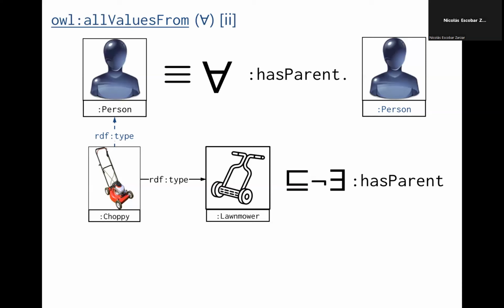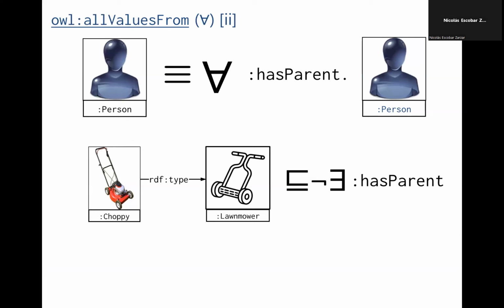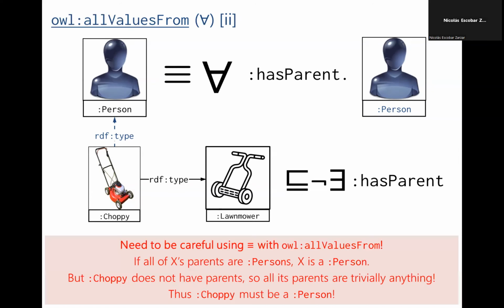In particular, it's very rare that we're going to say equivalence in this case. It's much more common that we're going to use the subclass towards all values from. It's not that common to use the subclass the other way or to use equivalence with this. Does that make sense? Okay, that part's a little bit weird. There's an explanation here for reference in the slides. But because Choppy has no parents, all of Choppy's parents are people, and that means that Choppy is a person according to these definitions here.